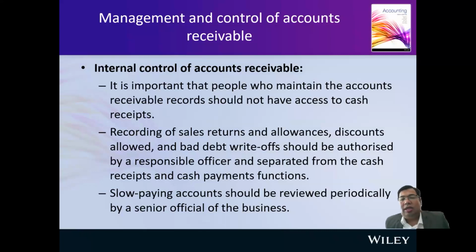Recording of sales returns and allowances is another critical issue, about discount allowed. The bad debt write-off must be authorized by a senior officer. All the slow paying accounts must be periodically reviewed. Maybe every 3 months, every 6 months, you need to review the performance of your customer. Those with a slow paying record should not be given more credit. They should be limited. The credit amount should be limited.